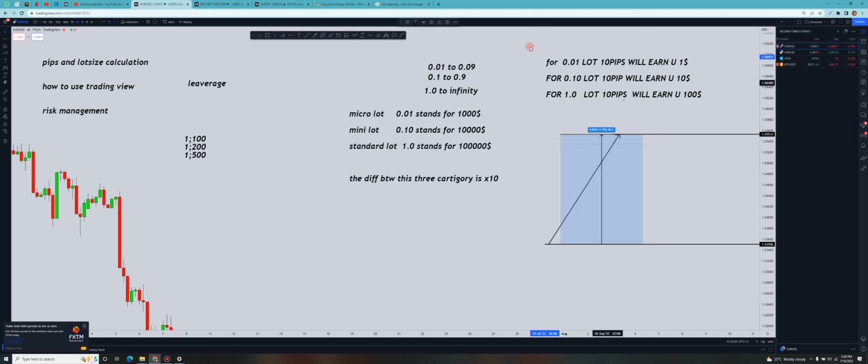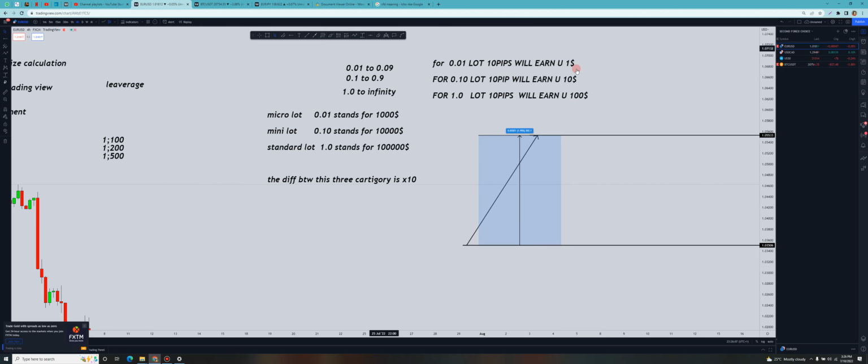Then another quick way you can quickly get the value is just like this. For micro, divide by 10. For mini, divide by 1. For standard, multiply by 10. Why divide by 1? Because the same number of pips is what's going to give you the dollars. So anything divided by 1 is that same thing. So this one, multiply by 10. That's why they say 10 pips gives you $100, because 10 times 10. You see now.